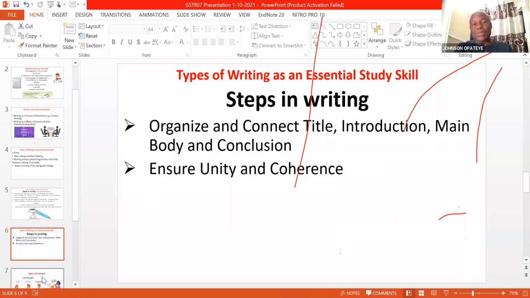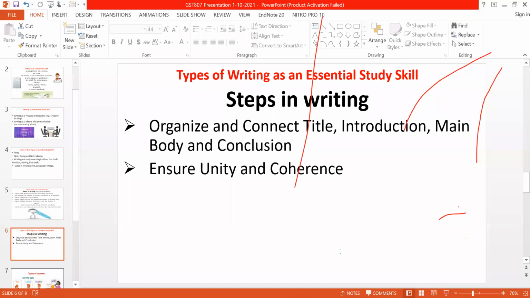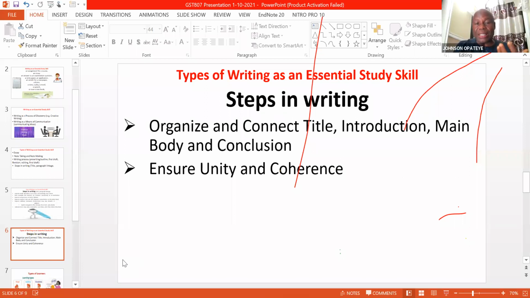Then what are the steps in writing? Number 1, you must organize and connect the title. What is the title? Organize it. Even from your title, we may find all those keywords that are very germane to your writing. We can see it from your title. And from your title, we can easily know what you are really writing on.